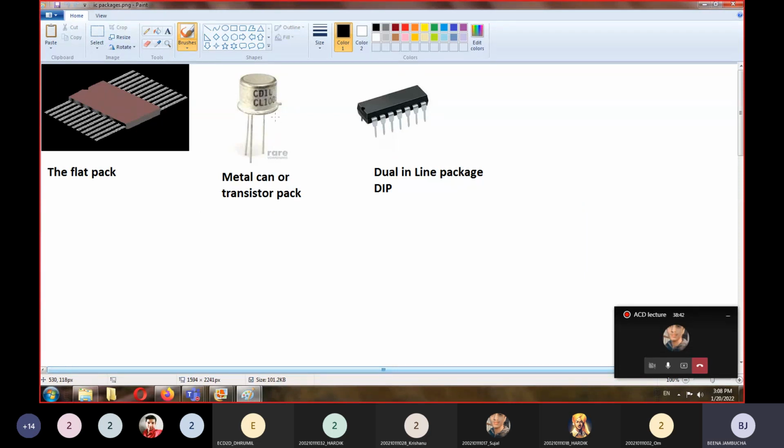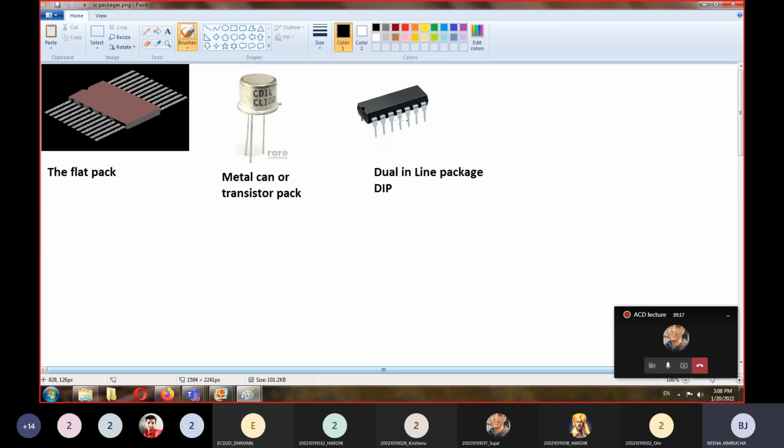Then comes the metal can or transistor pack. Almost all transistors come in this type of packaging. In most cases, it may be a plastic case or it can be a metal can pack. Due to the metal can pack, transistors can work at very high temperatures and very high voltage and power levels. Because when we are using a metal case, it is more effective as a heat sink. It can take more heat out, right?